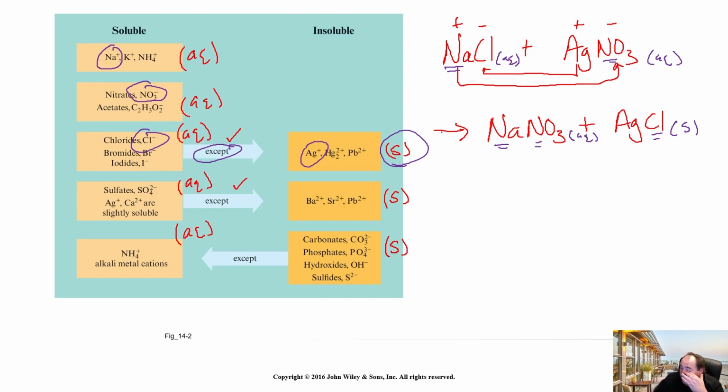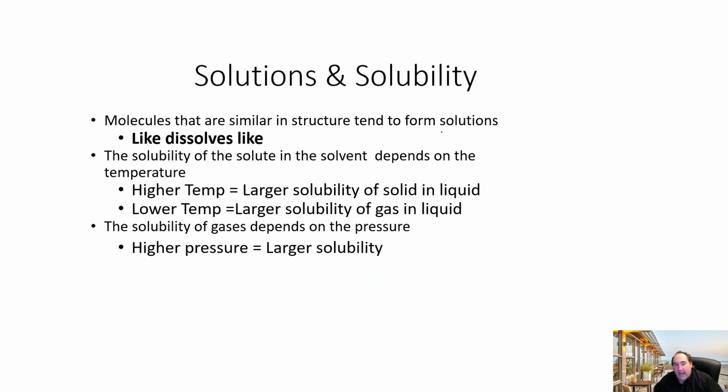So our solubility rules help us decide whether or not something ionic will be soluble in water. And again, we saw these rules and did a number of these problems when we were talking about section 15.6, I think, somewhere in there, when we talked about double displacement reactions in the chemical reactions chapter. Now, again, talking about solutions and solubilities, molecules with similar structures tend to form solutions. Again, like dissolves like.